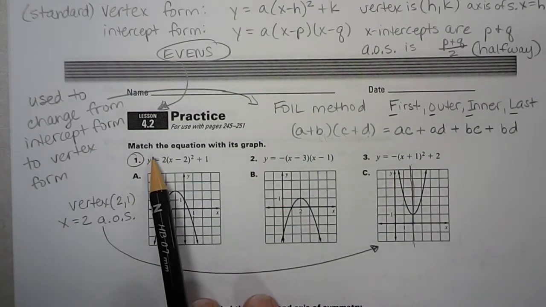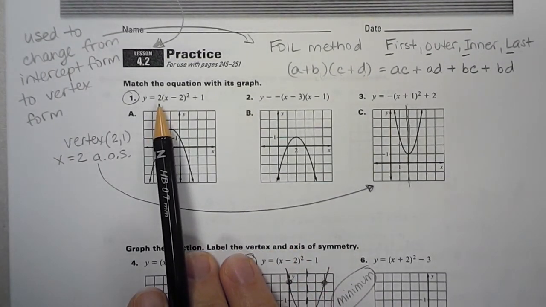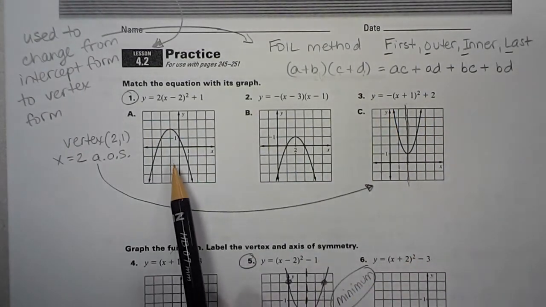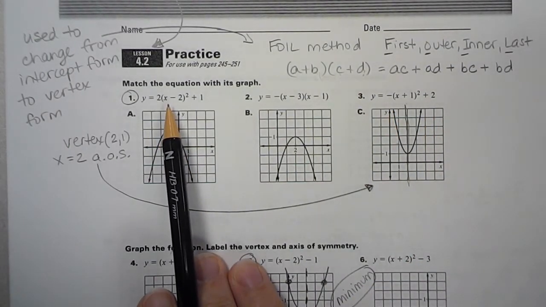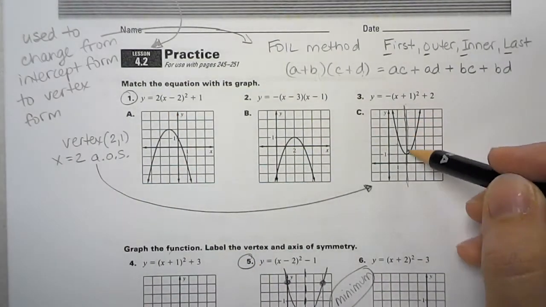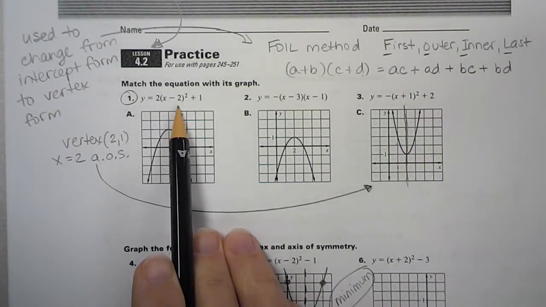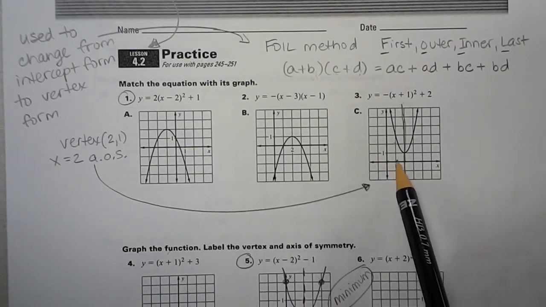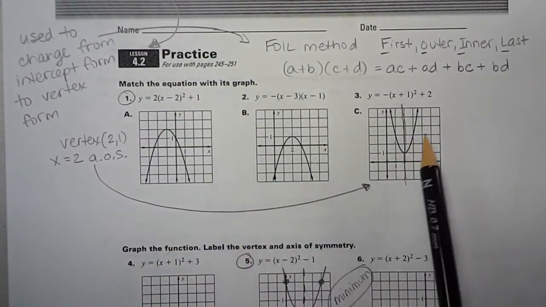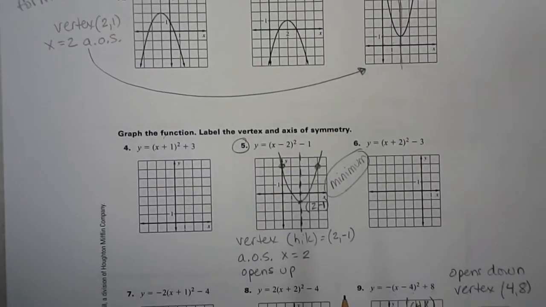Okay, here it asks us to match the equation with its graph. We know that it's a positive, so it's going to point up, and that tells you right away that it's this one. But just for completion's sake, we know the axis of symmetry is x is equal to positive 2, because of the h in (x minus h), and our vertex is at (2, 1). So many of those pieces of evidence let you know that this is the parabola that matches that function.